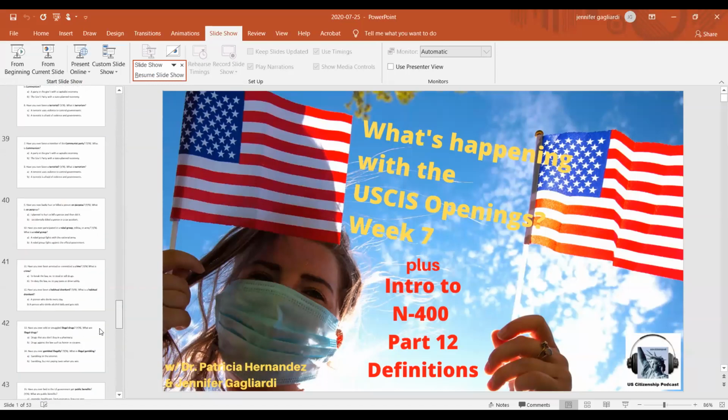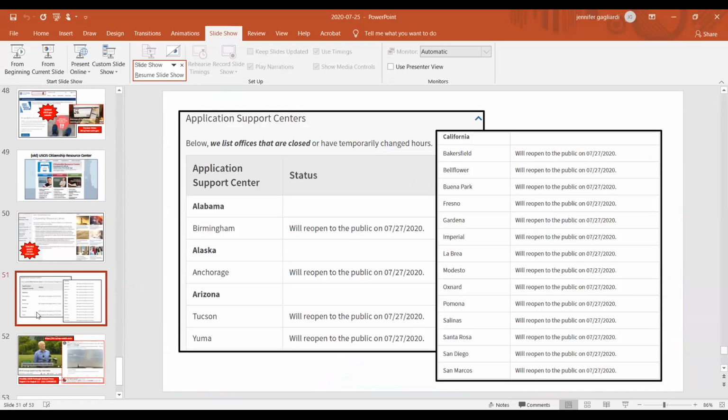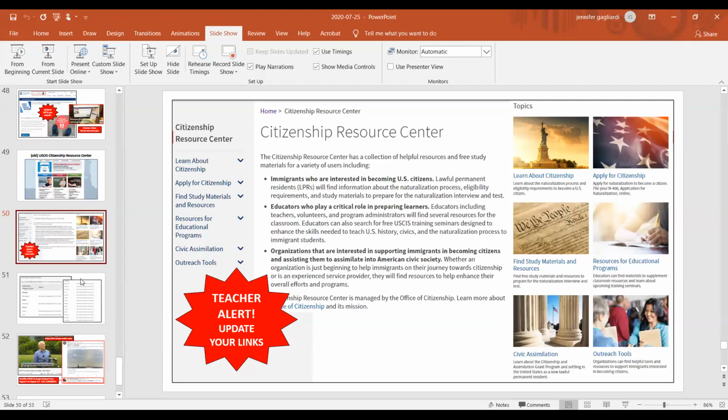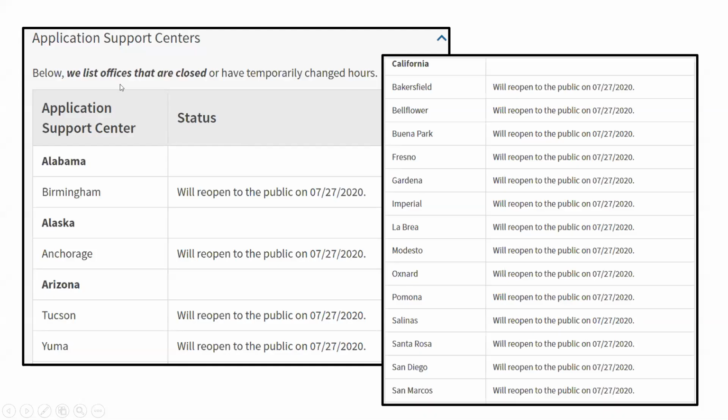There's one other thing that I need to point out to you. The other thing that's really different is this one here. Escape, I didn't want that one. I want this one. Now, the heading was application support centers. This one was really difficult for me to find. Application support centers are the places that they do the fingerprinting.